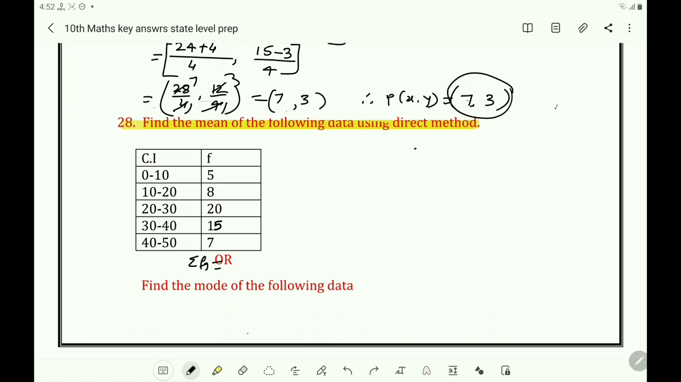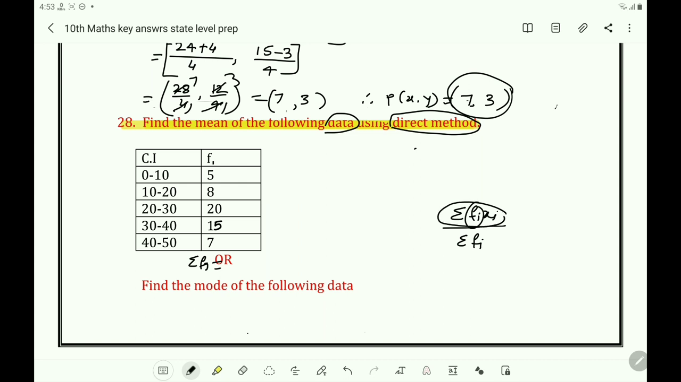Here you observe what is given. Class intervals are given, and the corresponding frequencies are given. Here we have to find the mean using the direct method. You know the formula to find the mean of a frequency distribution table by direct method. What is that formula? Summation of fi xi divided by summation of fi.